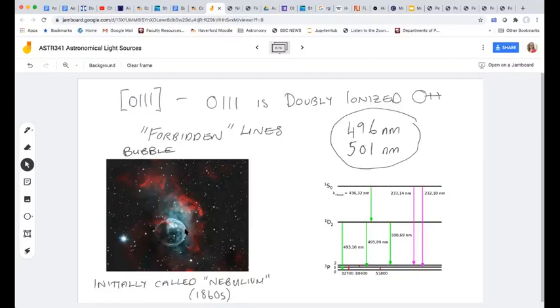This oxygen 3 line, this was news to me, but it's kind of cool. It was first detected in the 1860s, and they didn't realize it was oxygen because this is a forbidden line. It's not supposed to happen. So they initially called it nebulium. They thought they'd found a new element in these nebulae that was creating this line. And then a little bit later people realized it was coming from this forbidden line of oxygen.